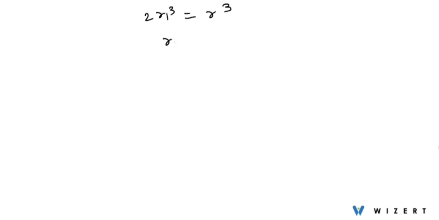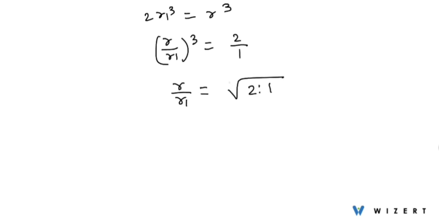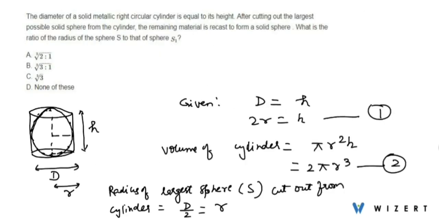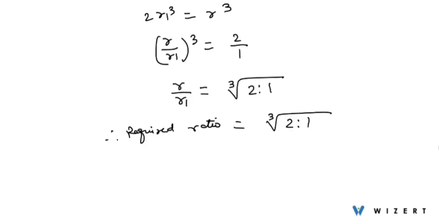So from here we get r by R1 whole cube is 2 by 1. So if we want to find r by R1, that will be equal to the cube root of 2 is to 1. So this is the required ratio. So we can say the required ratio is cube root of 2 is to 1. Let's check the options. Cube root of 2 is to 1 is option A. Hence we can say that the answer is option A.